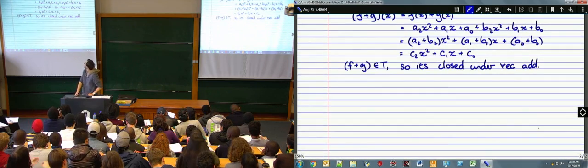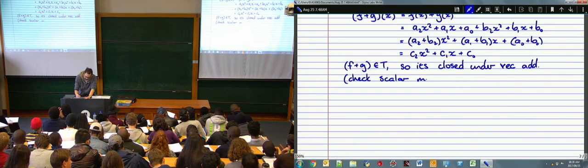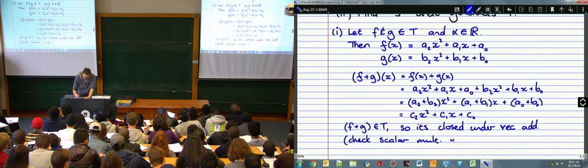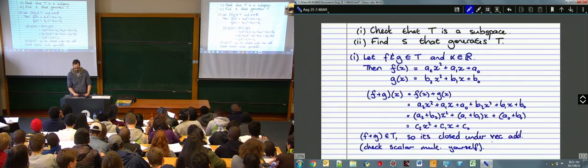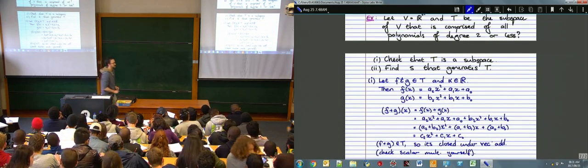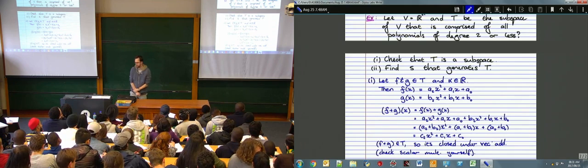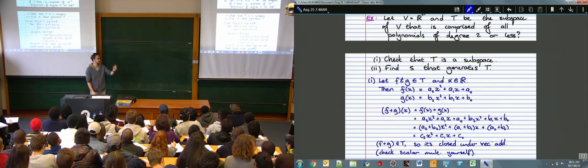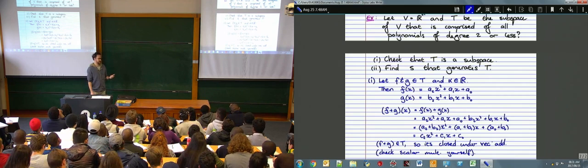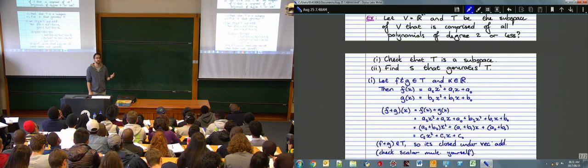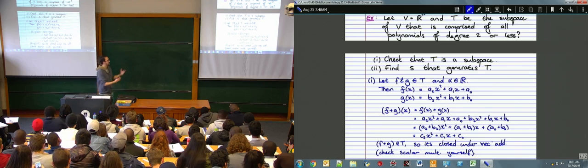Okay. So this is closed under vector addition. Check scalar multiplication yourself. So we are happy that this is actually a subspace. Is there any reason that you would check scalar multiplication and vector addition separately versus doing it in one? If you want to, you can do it at the same time simply by looking at linear combinations and showing that the subspace is closed under linear combinations. It doesn't really make much difference. Generally, maybe linear combinations is a tiny bit harder to show, but then you only have to do one thing instead of two things. So it's basically the same.